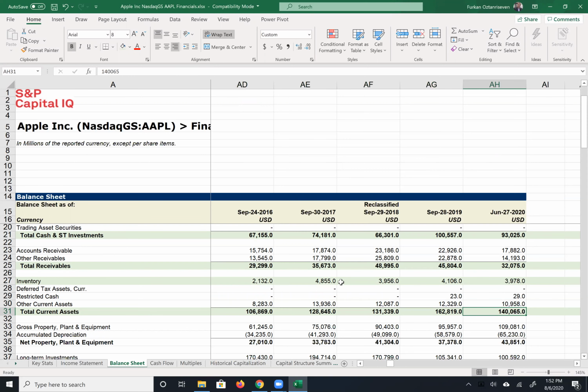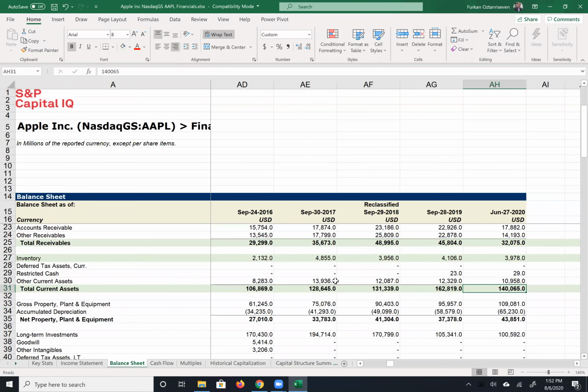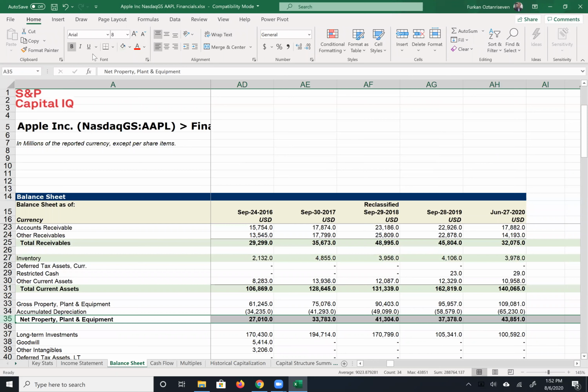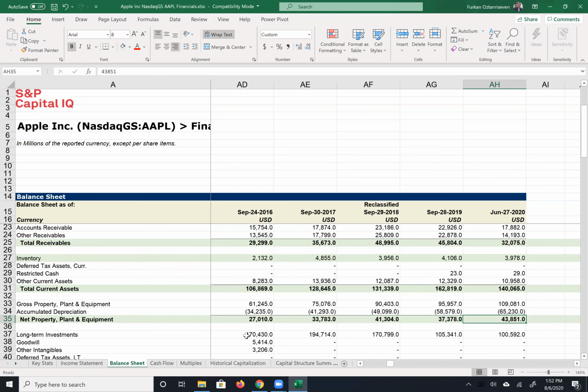Okay, and so let's take a look at some more long-term assets that Apple has. For example, net property, plant, and equipment. You can see that company has $43 billion. Again, if you look at it here, company has property, plant, equipment of 109, but company depreciated $65 billion of that. Again, this is an accounting trick.